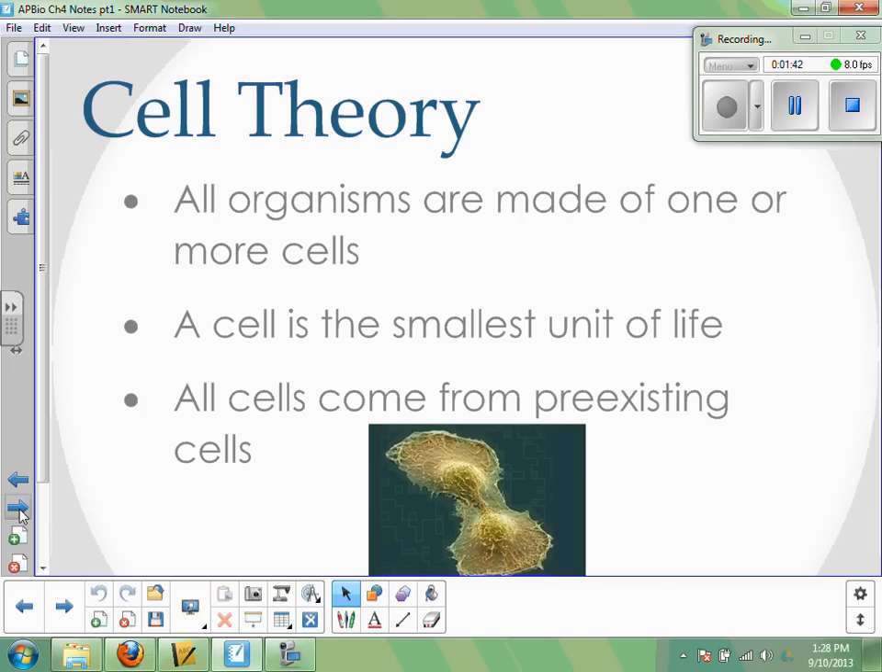It's actually part of a different field of study, where life begins. And we can talk about that later on in the year. But for now, every current cell we have comes from a pre-existing cell, and they came from pre-existing cells, and so on, is our current belief. So those three statements make up the cell theory.